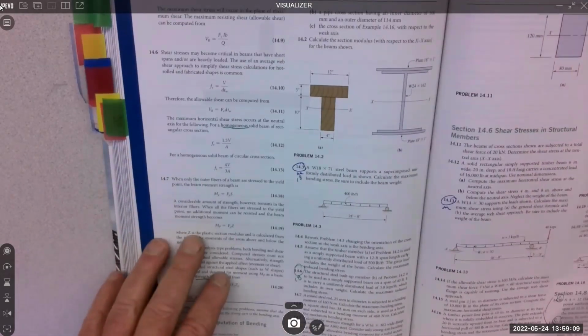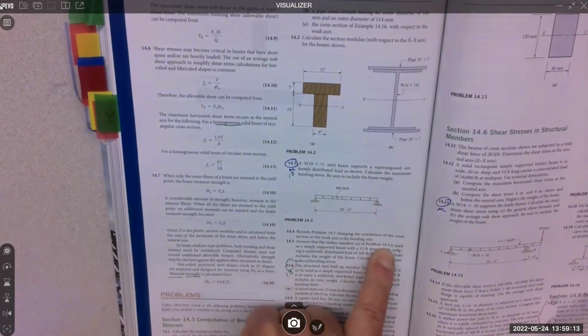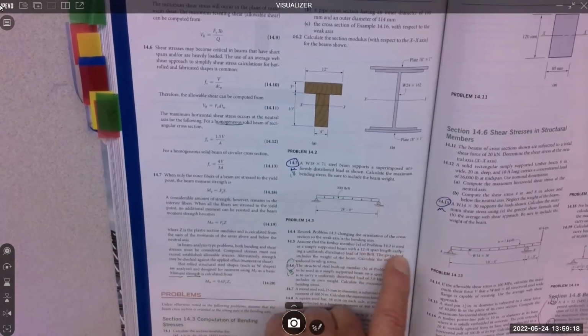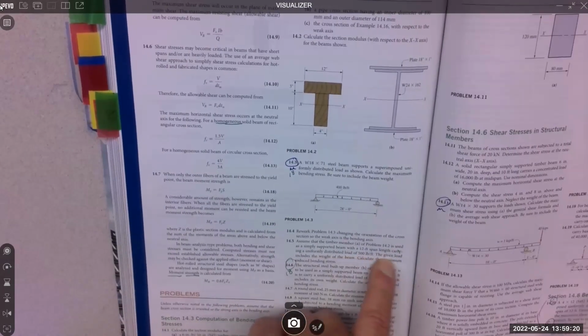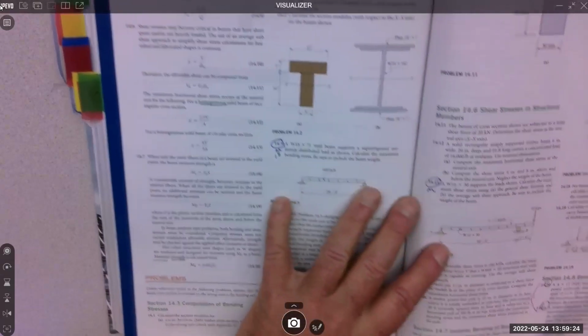Let me see. Assume the timber member problem 14.2. Use the simply supported beam with a 12-foot span carrying a uniformly distributed load. Given the load including the weight of the beam, calculate the maximum induced bending stress. So that's this one.